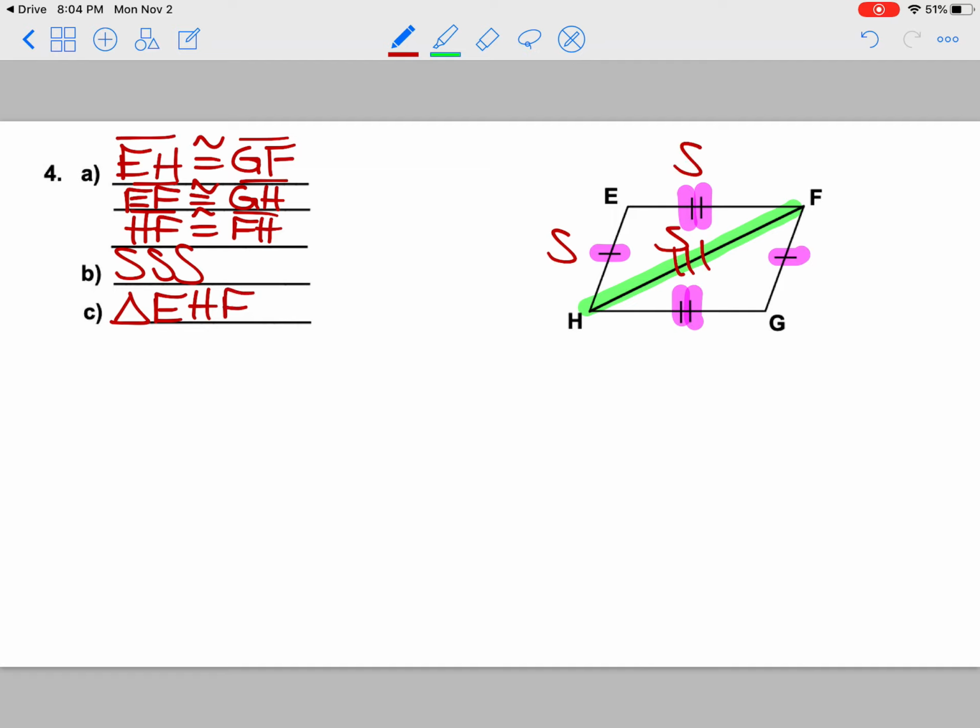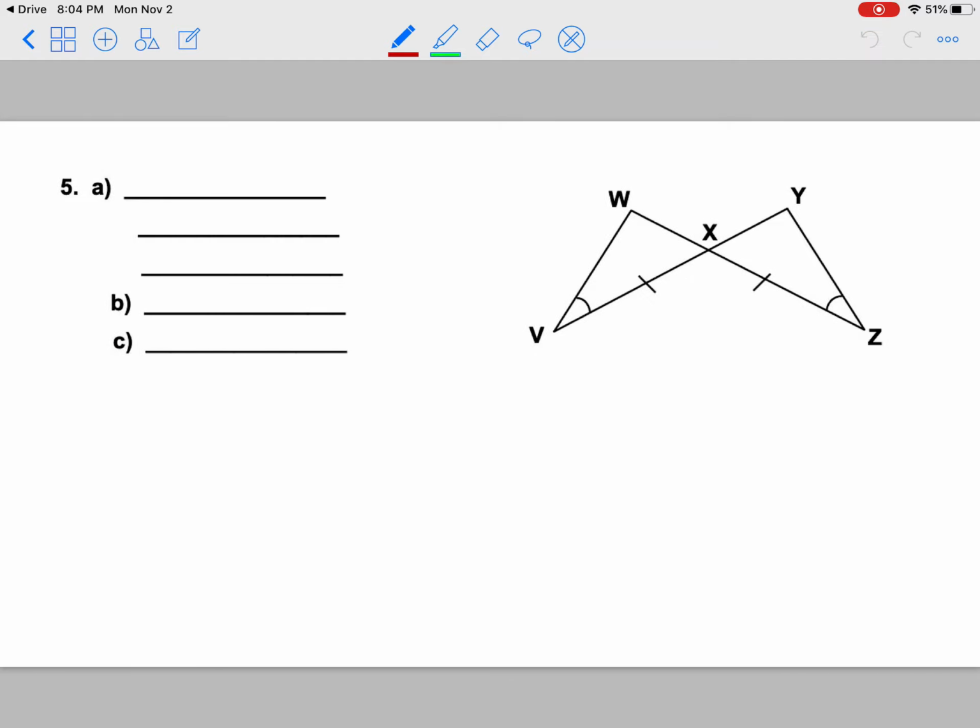Triangle E, H, F. And again, you can start in any order when you do this. You just have to make sure the second one is matching up. So if I start with E, I have to start with G. Go into H, which means I go to F, and finish out with H.